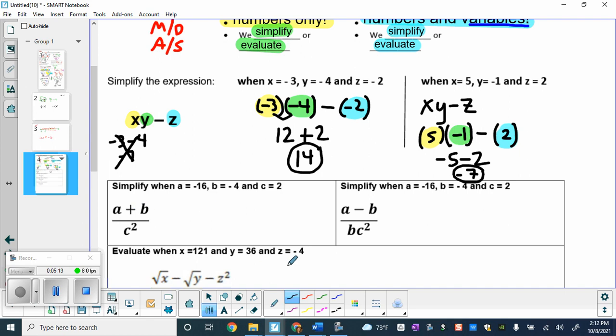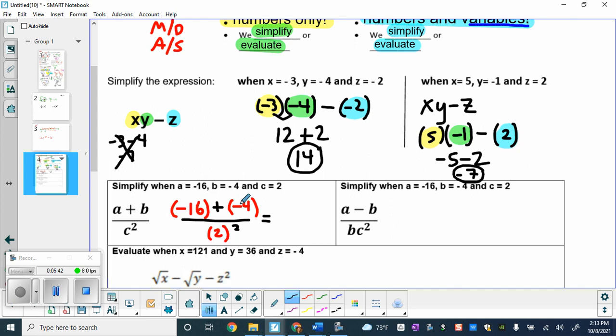I'm going to start by taking A, which is a negative 16, in parentheses. We're going to add B, which is a negative 4, in parentheses. And then we're going to divide all of that by C, which is a 2, getting squared. So see how everything I plugged in is color-coded in parentheses? Now let's look at just the numerator.